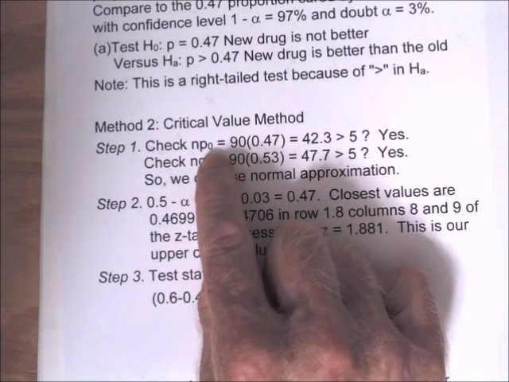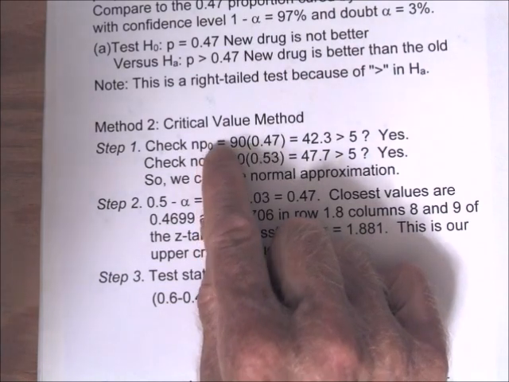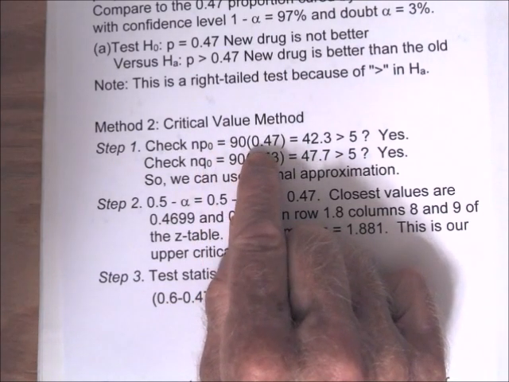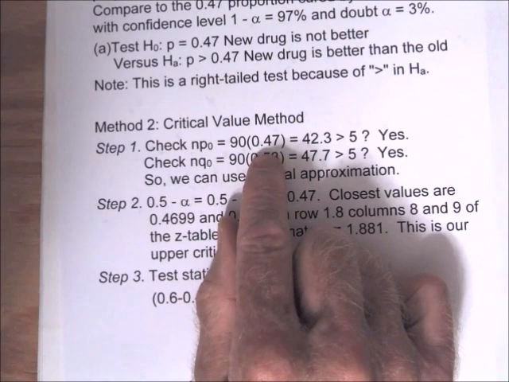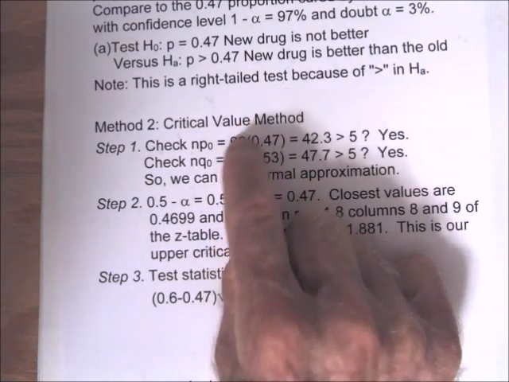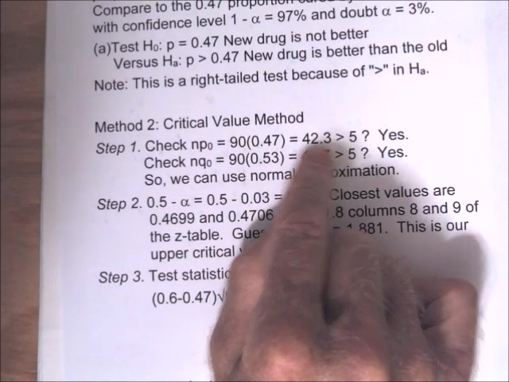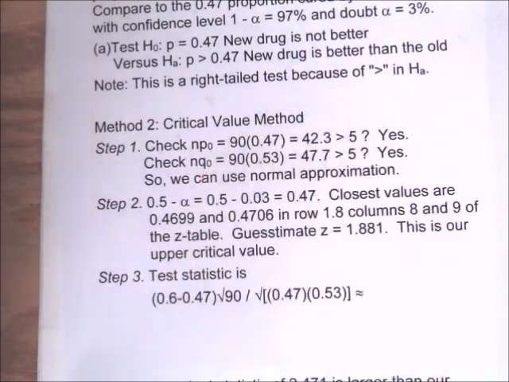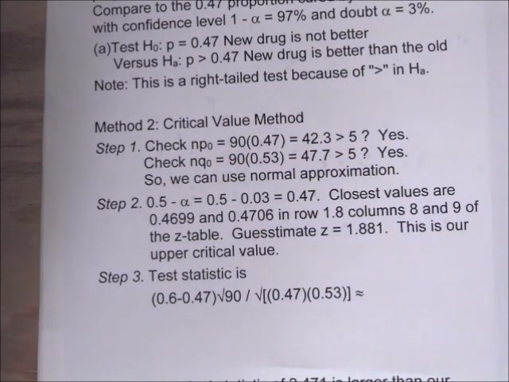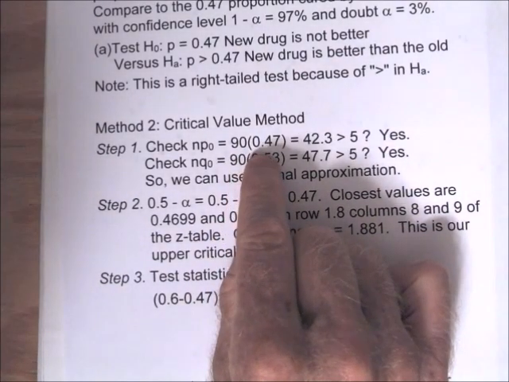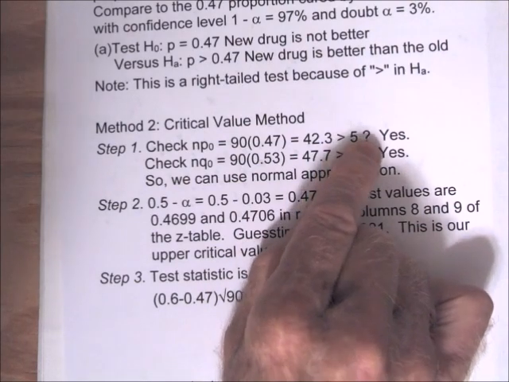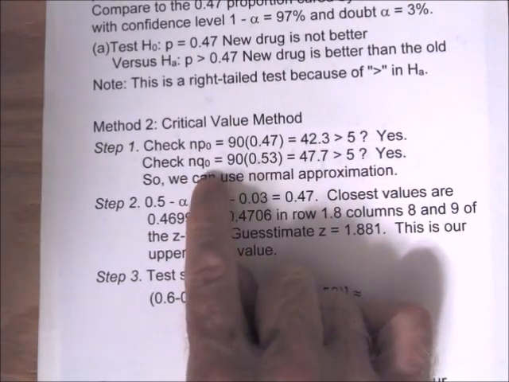We want to check that n times p is at least 5. Actually, for the confidence interval method, we would check that n times p hat is at least 5 or more. But for the critical value method, we want to check that n times p0 is more than 5, and 90 times 0.47 is 42.3. That's more than 5. That's a yes.